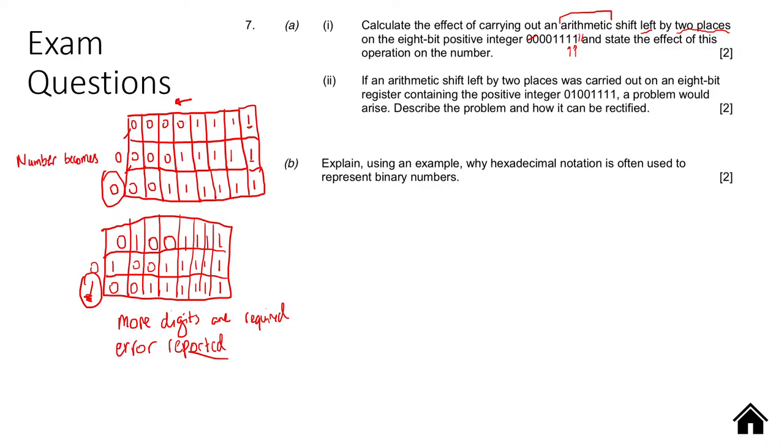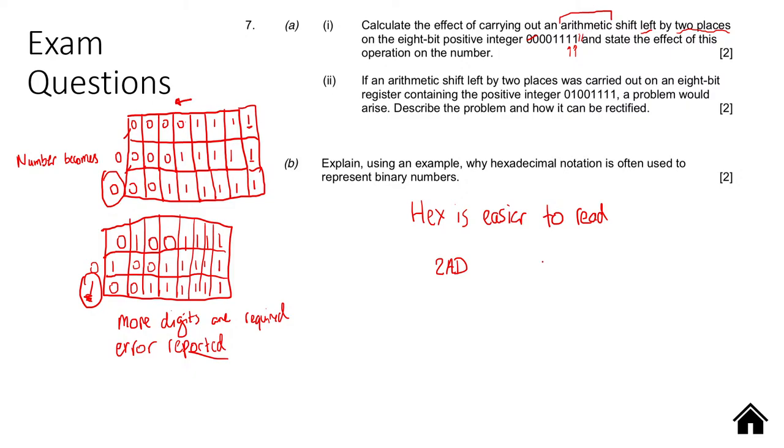Okay? So in this one, explain using an example why hexadecimal is often used to represent binary numbers. So think about it. It's just because it's easier to read. And probably for a second mark there, I imagine you would give an example like that.